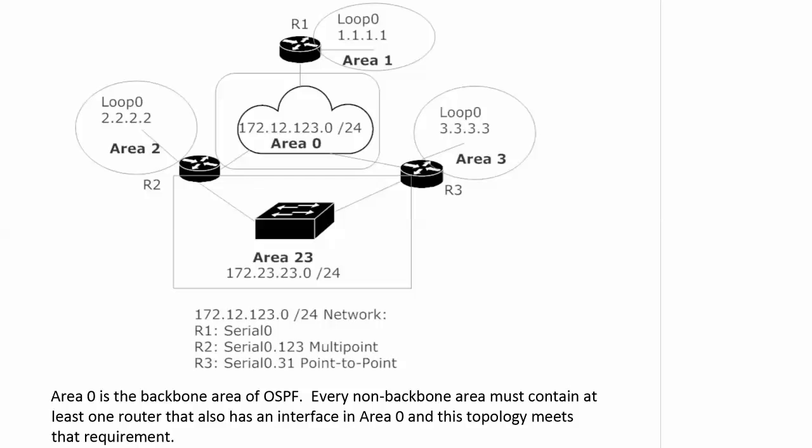Going a little bit beyond the scope of the CCNA, I usually say that has a physical or logical interface in area 0, because if we just can't get a regular interface in area 0, we can build a virtual link to area 0.